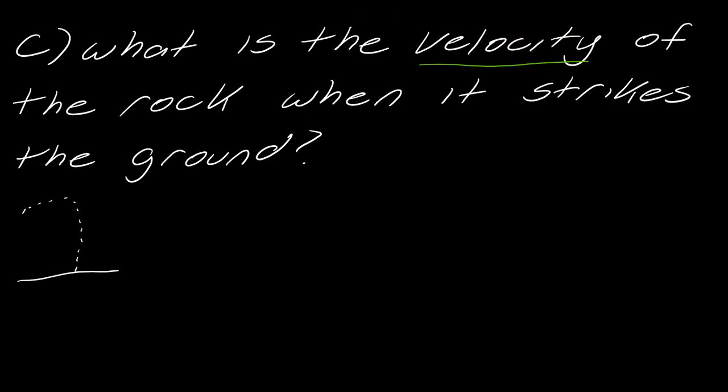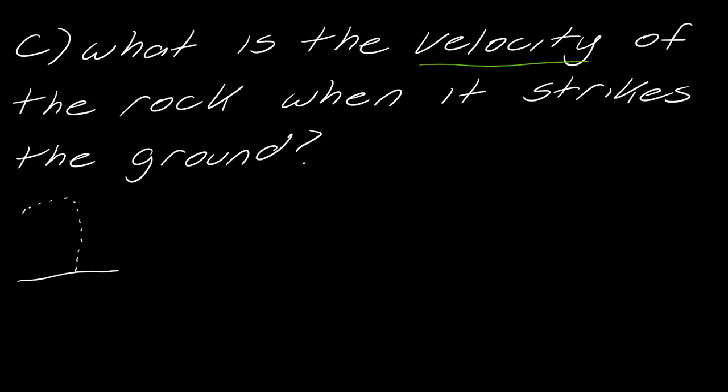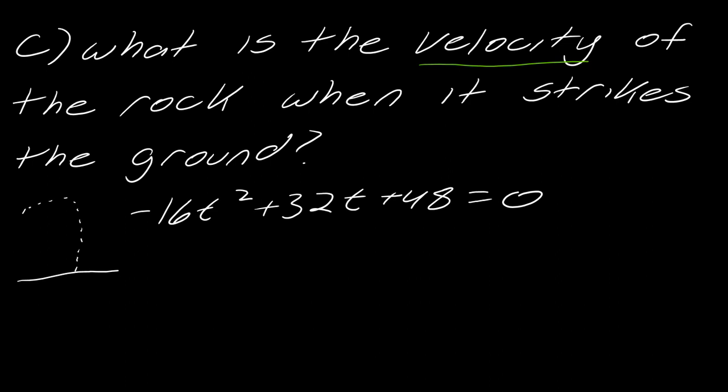So the original function tells us the position of the rock. At what point, what would the value of this function be when the rock hits the ground? How high above the ground will it be? It will be a height of 0 above the ground. So to solve this, first I need to take the initial function, my little s of t, and set this equal to 0. And that will give me when the rock hits the ground.